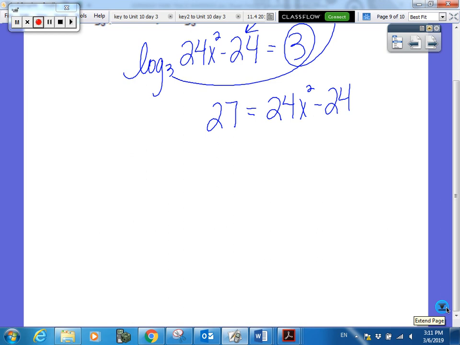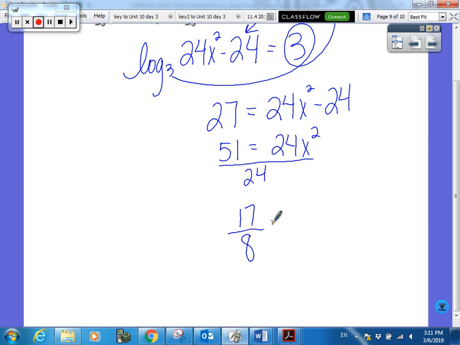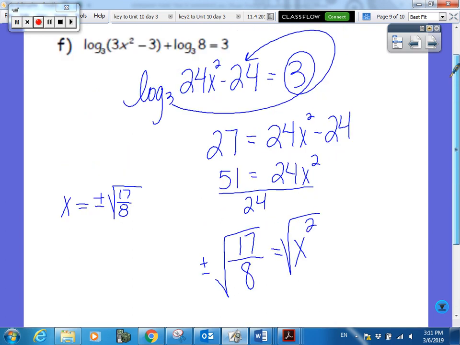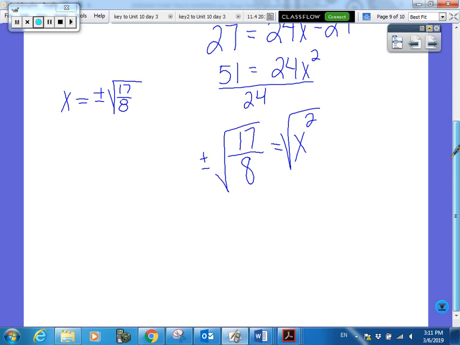Add 24. Divide by 24. Both are divisible by 3. Take the square root, plus or minus. So you get x equals plus or minus the square root of 17 over 8. Because the original problem only had an x squared right there, positive and negative are okay.